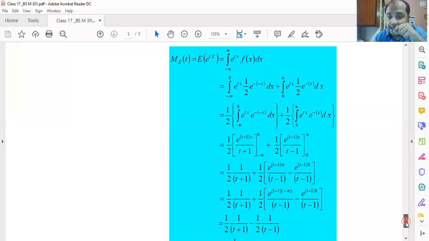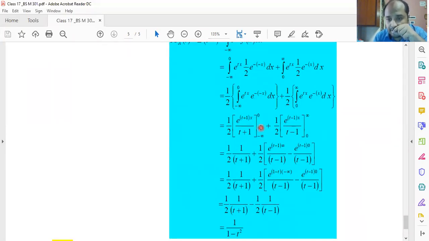Now I am putting the limits. Carefully observe. First of all, I am putting x equal to 0, the upper limit. So that will be e to the power 0 by t plus 1, so I am writing 1 by t plus 1. And when I am putting minus infinity here, I am going to get e to the power minus infinity. You take it below in the denominator, and that thing will vanish. 1 by infinity vanishes; it is equivalent to 0. So the second term is vanishing.